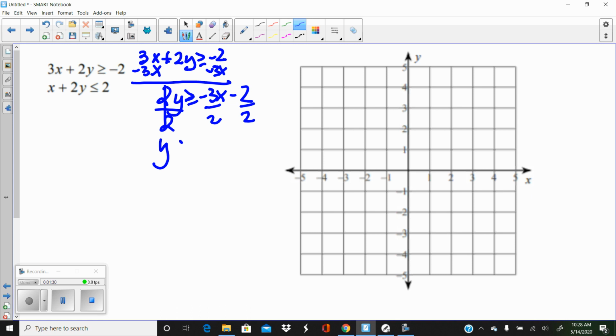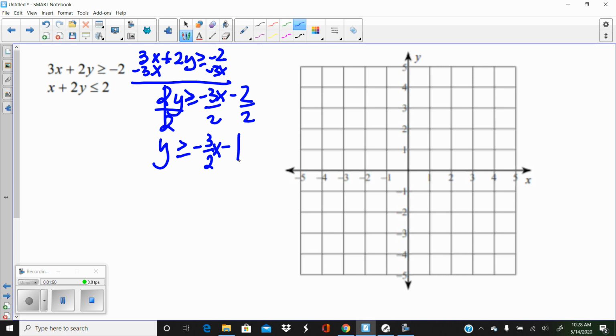And I get y is greater than or equal to -3/2 x. I can just leave that because 3/2 is a nice rise over run format. Minus 2 divided by 2 is going to give me -1. That's my first equation or inequality.